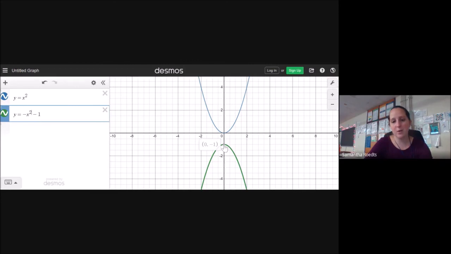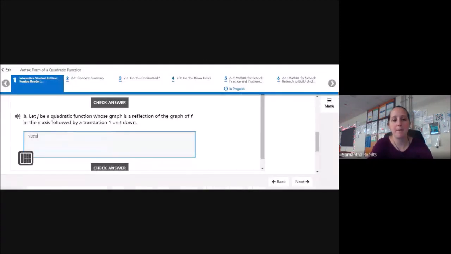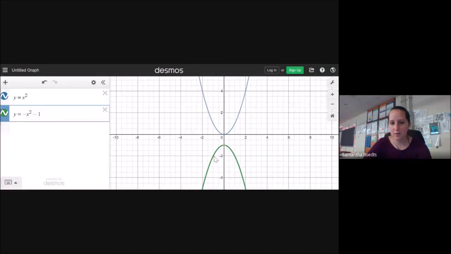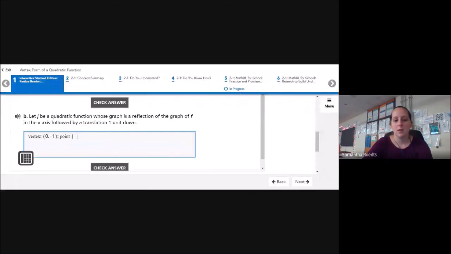Okay, one of my points is (0, negative 1), so I can use that again. That's also my vertex. So my vertex is (0, negative 1), and it opens downwards. I can use that point. I can use pretty much any point that I want. Let's find an easy one. Negative 1, negative 2. That's going to be my point. It doesn't have to be that point. It could be any point.